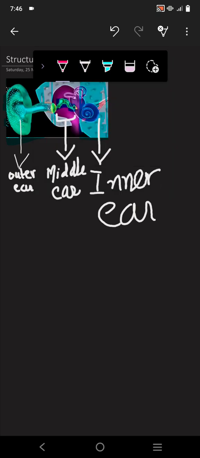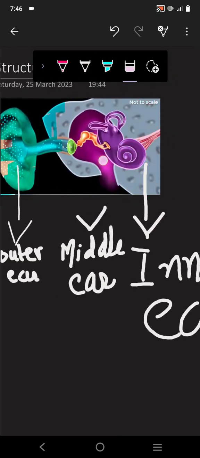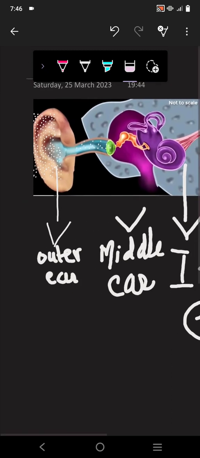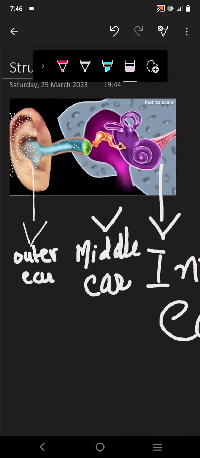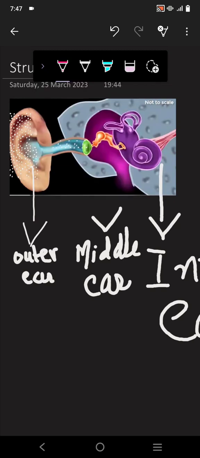Just for your understanding, I have colored it. Let me erase it. For example, these dots are the air particles, the wave particles. They are coming inside, and they are coming here and then roaming here, and this is the nerve.